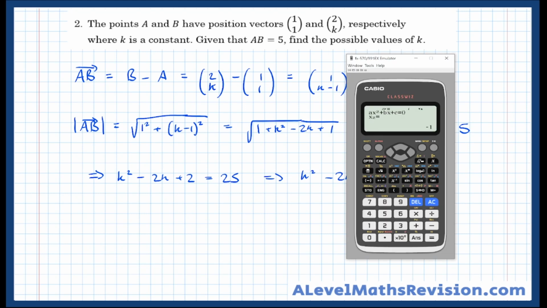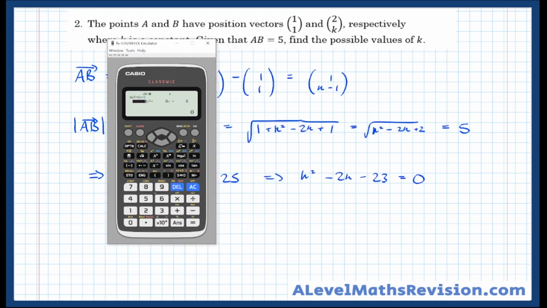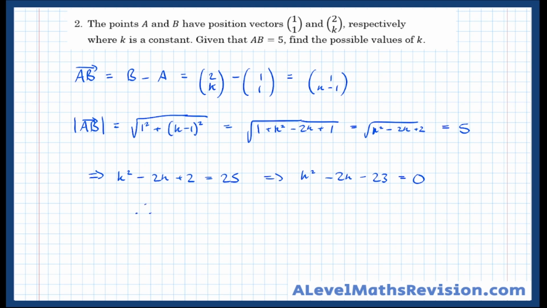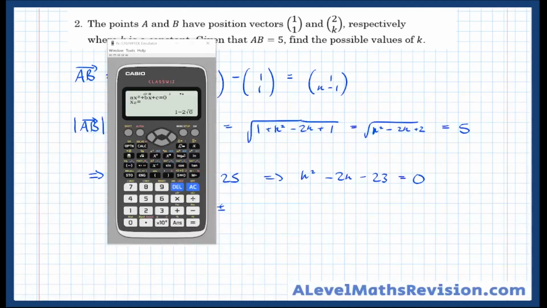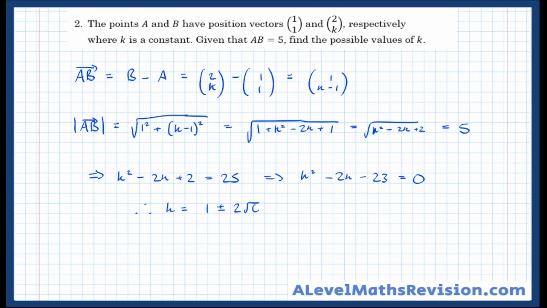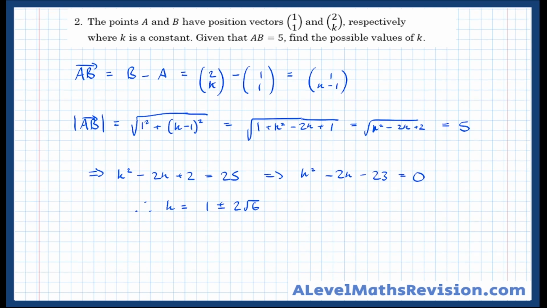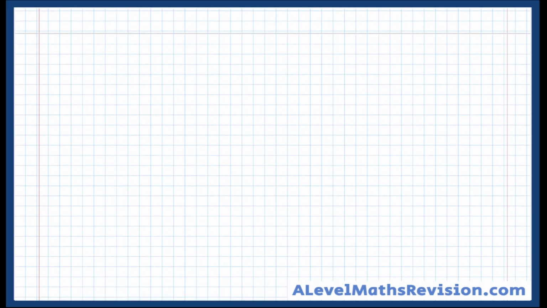So I could either use the quadratic formula now, because I can see that's not going to factorise, or just use the calculator solver. So 1k squared minus 2k minus 23 equals, so 1 plus 2 root 6 and 1 minus 2 root 6. Therefore, k equals 1 plus or minus 2 root 6, are the two possible values of k. Right, we're going to move on now and apply this to parallel and perpendicular vectors.